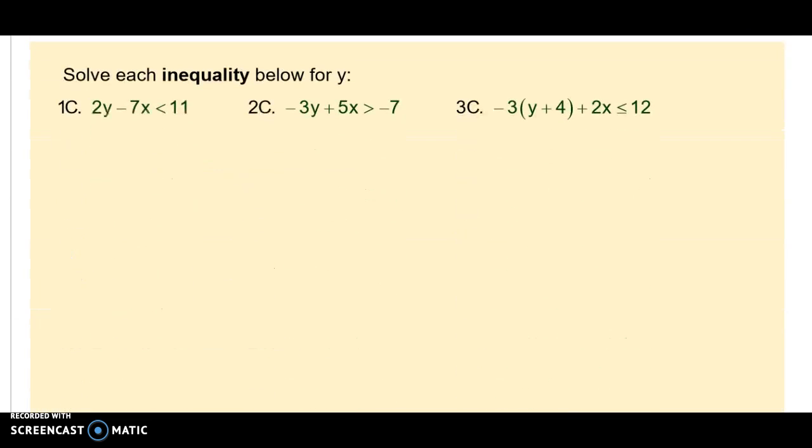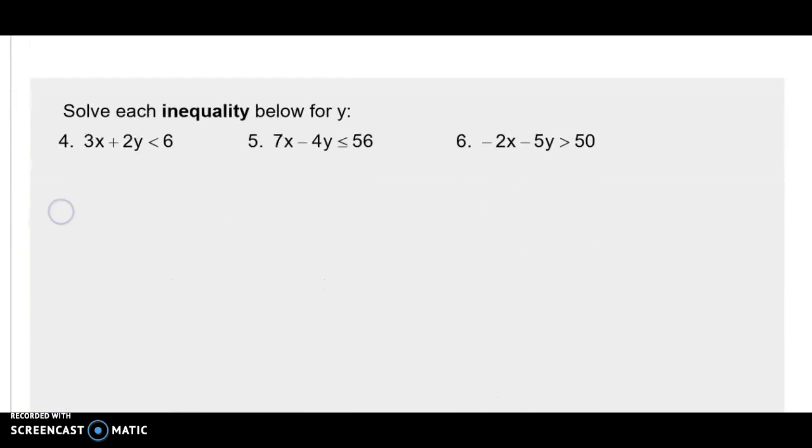So what happens then when we have multiple variables? We have inequalities where we have an x and a y. What do we do there? And actually, let's get a completely new set of problems.